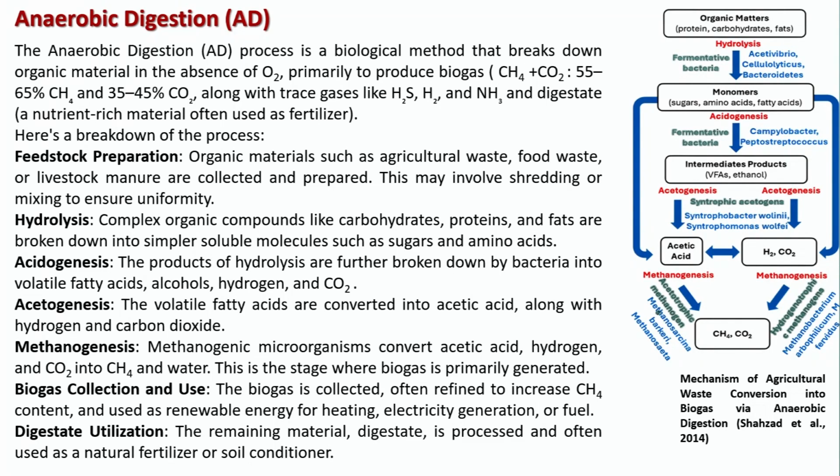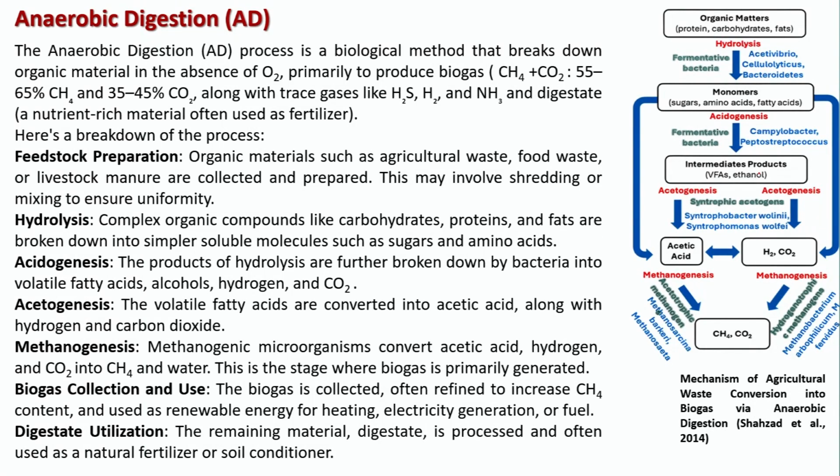And then, followed by acidogenesis, you have acetogenesis. What happens here is that the volatile fatty acids are converted into acetic acid along with hydrogen and carbon dioxide. Mostly syntrophic acetogens are involved in this process of converting volatile fatty acids and alcohol into acetic acid along with hydrogen and carbon dioxide.